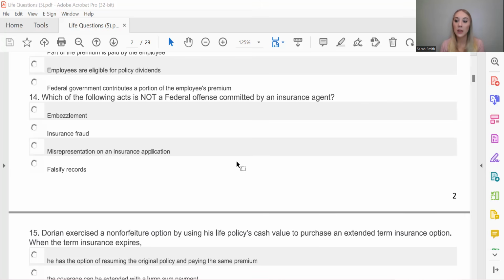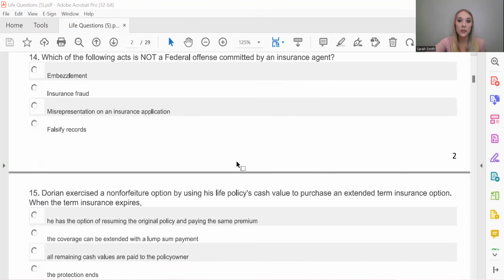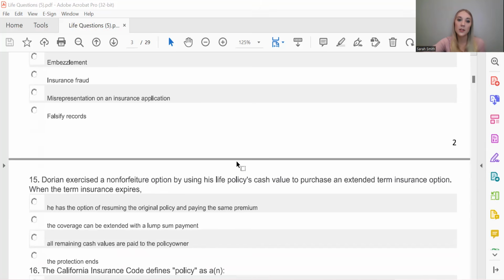So misrepresenting something about your client on an insurance application is not a federal offense, but you do want to make sure that your applications that go into these companies are as accurate as possible, because you don't want anything delaying coverage or possibly keeping your client from being able to get coverage, even if it's not a federal offense.